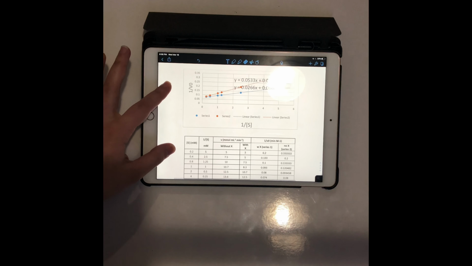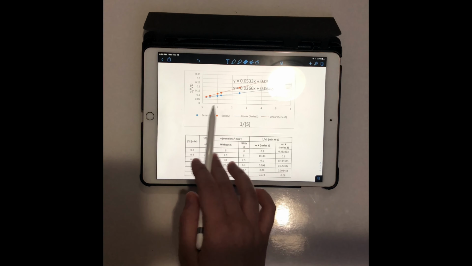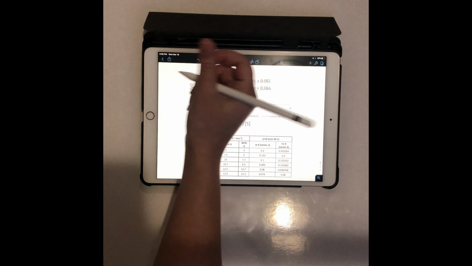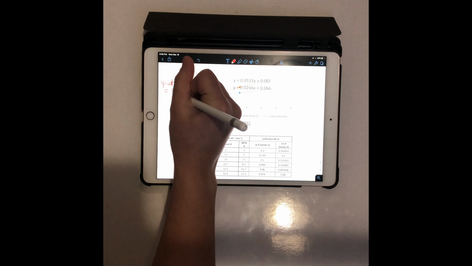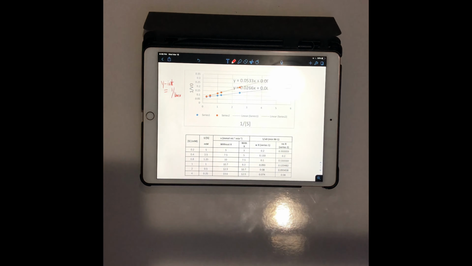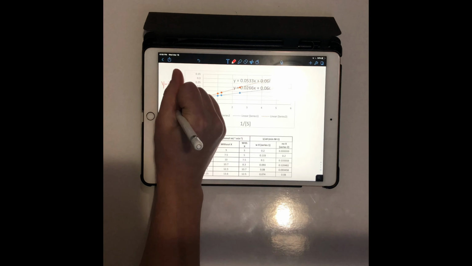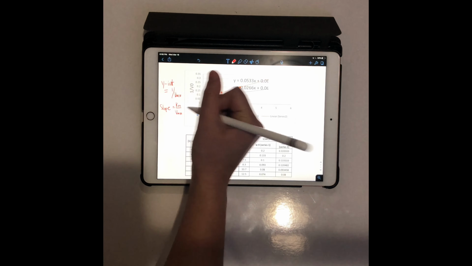So after finding your 1 over substrate concentration and your 1 over velocity, you should get trend lines that look like this and equations that resemble that. So when you're trying to find which inhibitor you may have, the first thing you want to do is remind yourself of the Km and Vmax equations. So we know that the y-intercept equals 1 over Vmax, and our slope is going to equal Km over Vmax. There are a few more equations for this, but we'll leave those two for now.